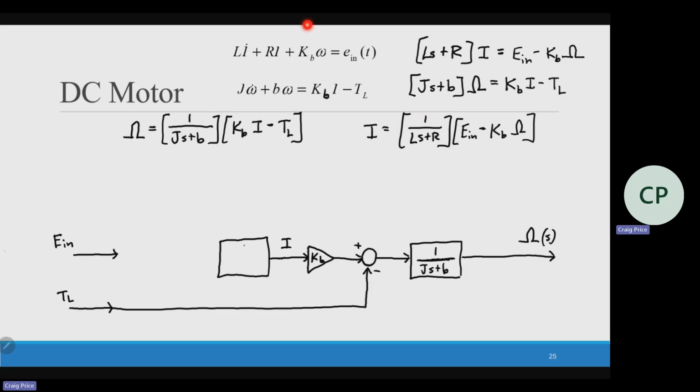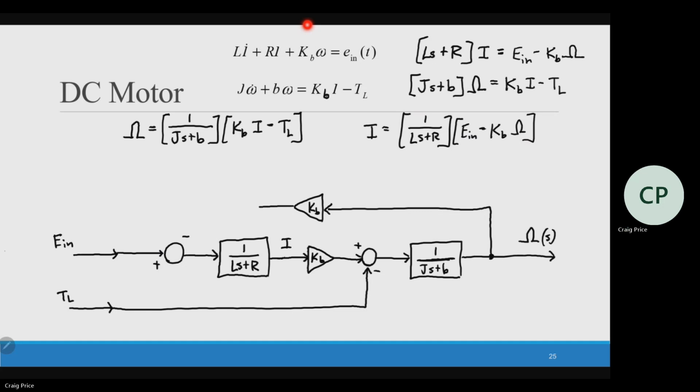I is equal to 1 over LS plus R times, I have a combination. So I'm going to have an En that's positive. I'm going to have a negative KB times omega. So we're going to get that feedback loop going. So that should complete our block diagram.